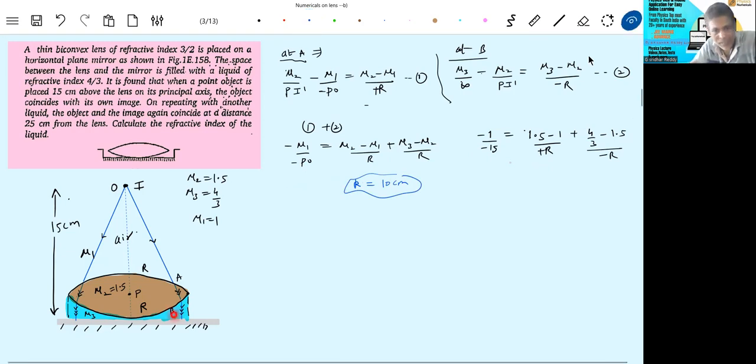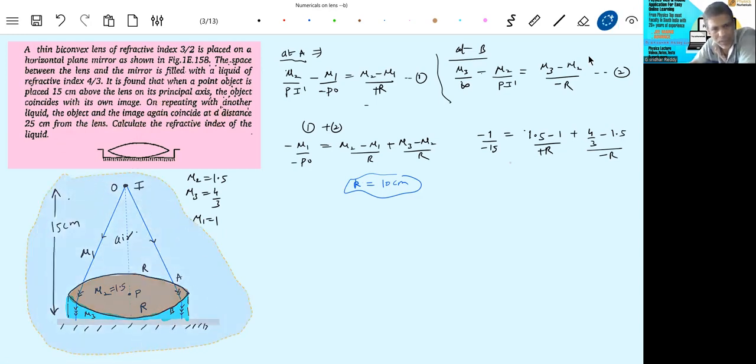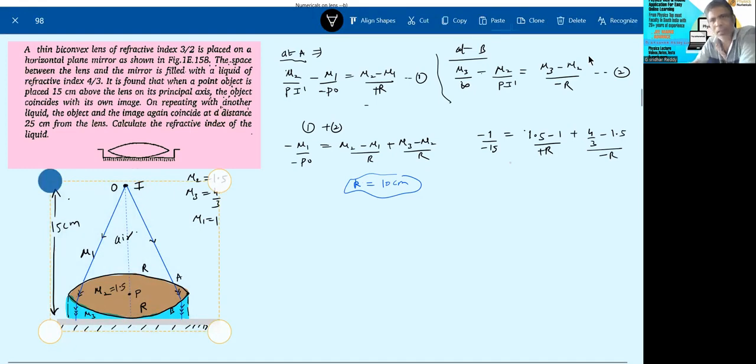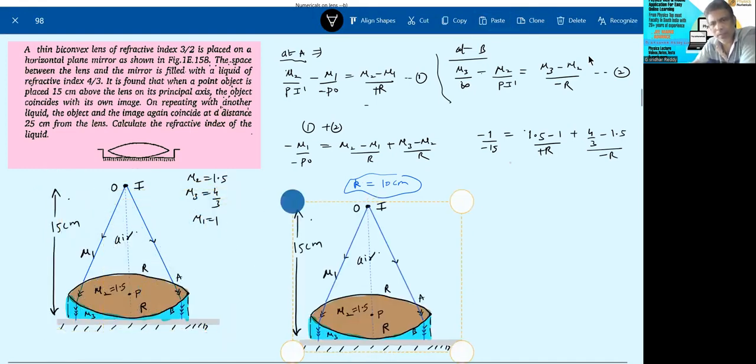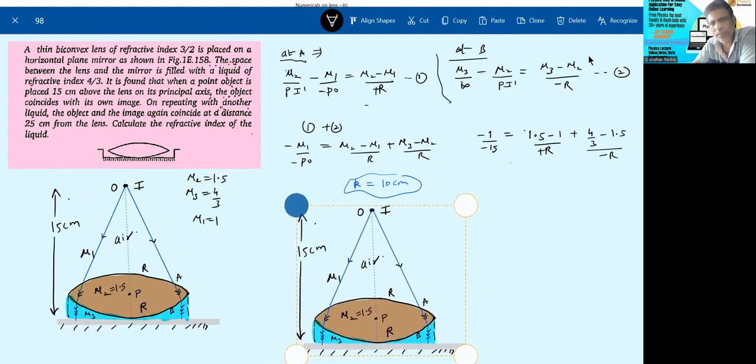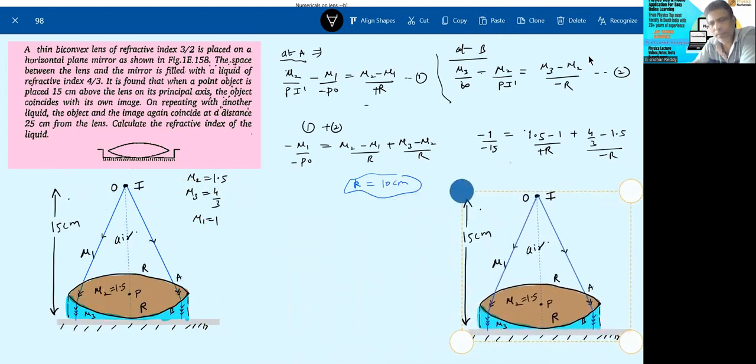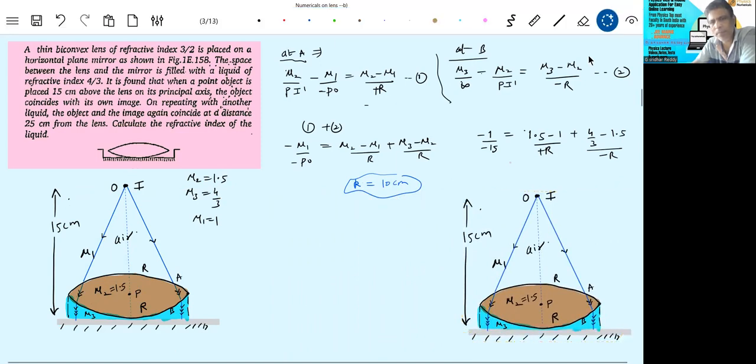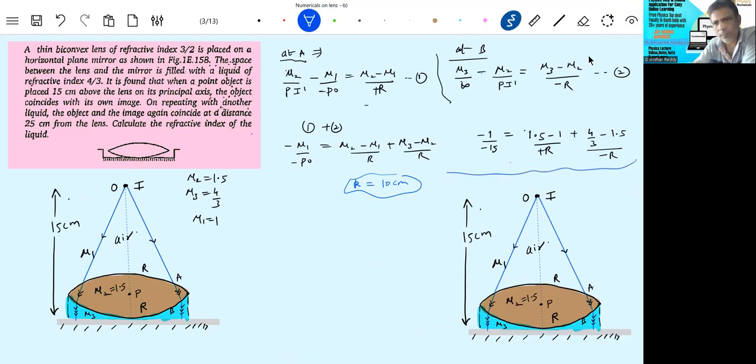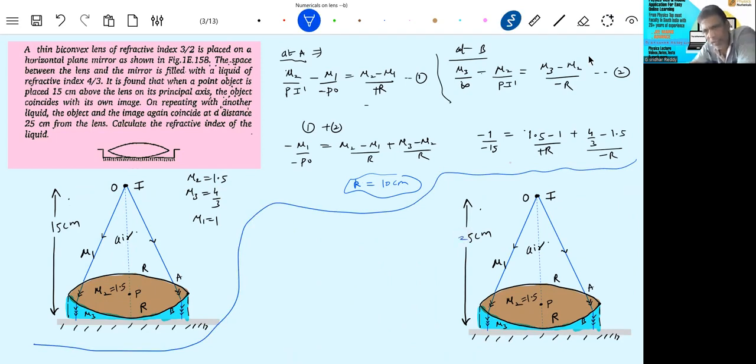Again, we'll change this. Same diagram. Now, another liquid is brought here. On repeating with another liquid, the object and image again coincide at a distance 25 centimeter from the lens. The same situation, it will be 25 centimeter. Second situation, this will be 25. The liquid here will be some other liquid.